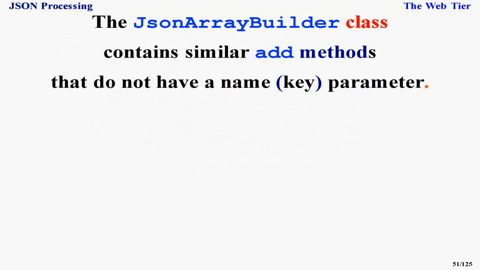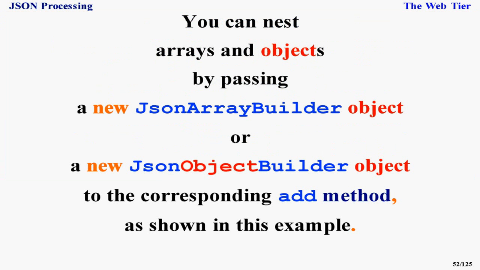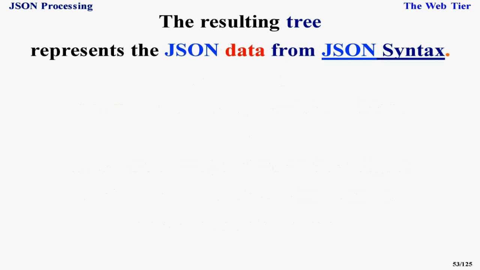The JsonArrayBuilder class contains similar add methods that do not have a name key parameter. You can nest arrays into objects by passing a new JsonArrayBuilder object or a new JsonObjectBuilder object to the corresponding add method, as shown in this example. The resulting tree represents the JSON data from JSON Syntax.